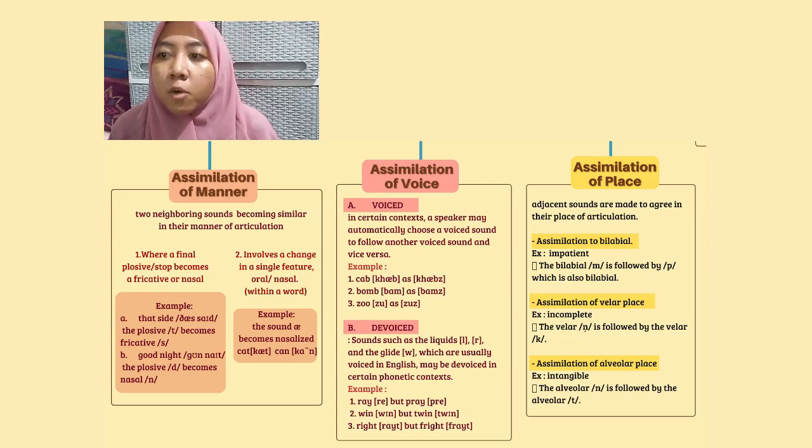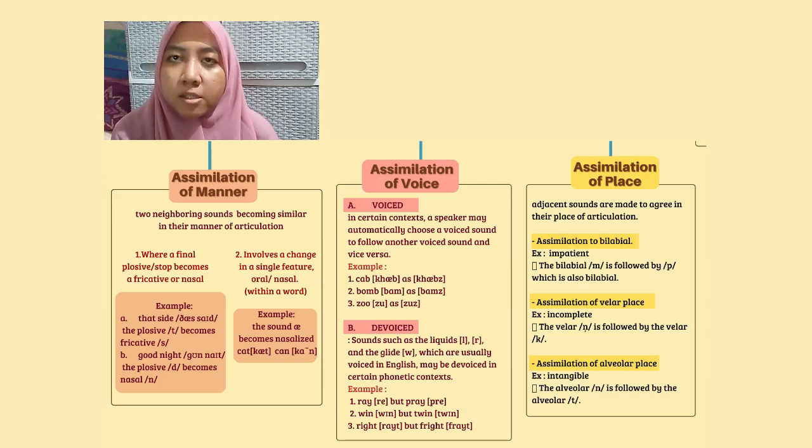It can also occur within a word. It usually involves a change in a single feature, oral or nasal. For example, the sound "eh", which is not usually nasalized, then becomes nasalized. Let's compare the word cat and can. The sound "eh" in cat is not nasalized. Meanwhile, in can, the sound is influenced by the nasal sound "n" due to the manner of articulation.